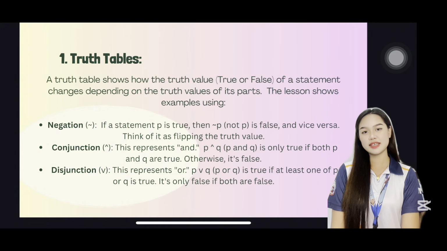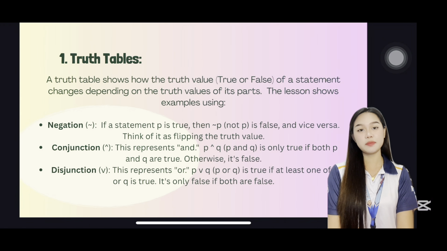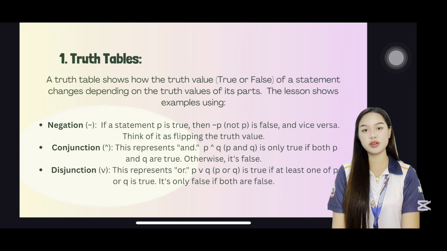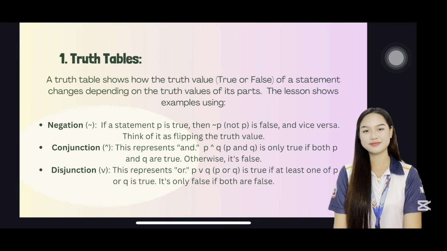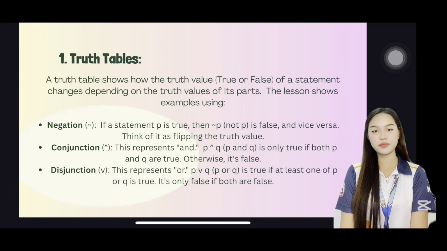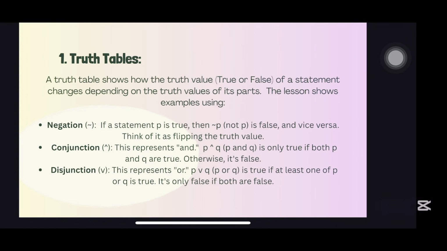First is negation. If a statement P is true, then not P is false, and vice versa. Think of it as flipping the truth value. Negation simply means not. It's like reversing a statement. If a statement is true, its negation is false. If a statement is false, its negation is true.